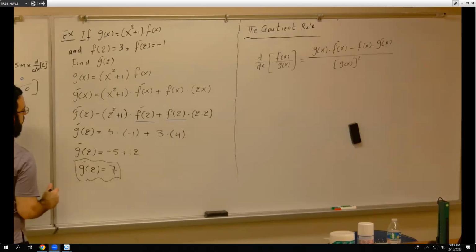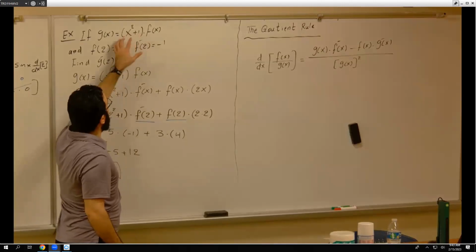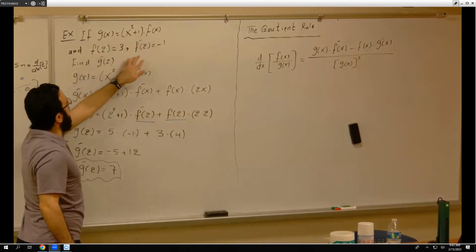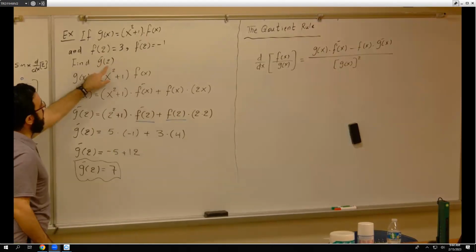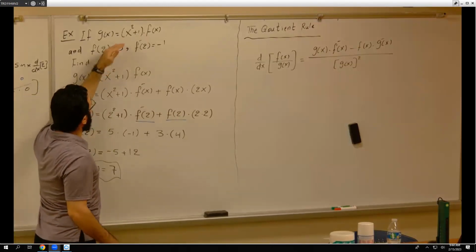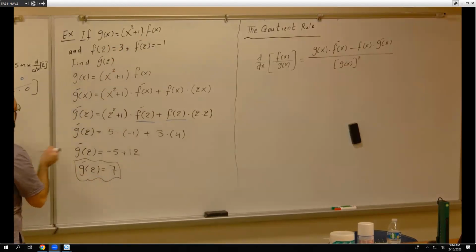Be careful with this type of example. I started from the easiest part, which is: here is my function, a product between two functions, and I have f of 2 and f prime of 2. So I'm going to say I need to find g prime of 2. I'm just going to look here. The first thing is to start with g prime of x. Okay, keep going. Any questions so far for this example?